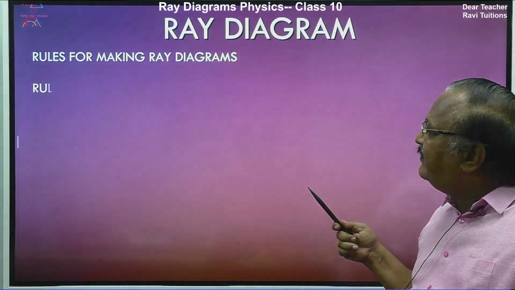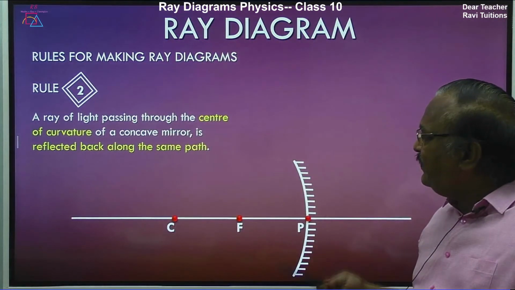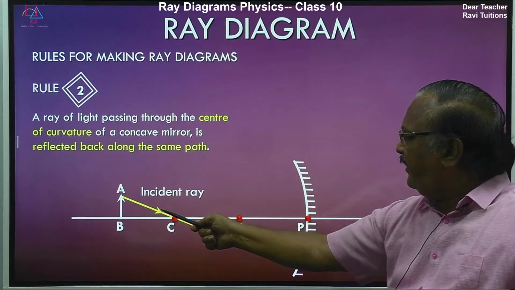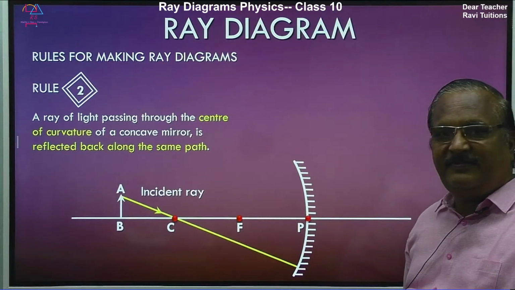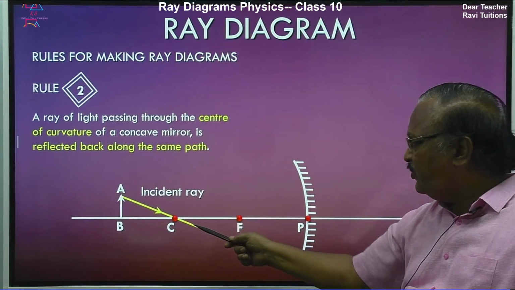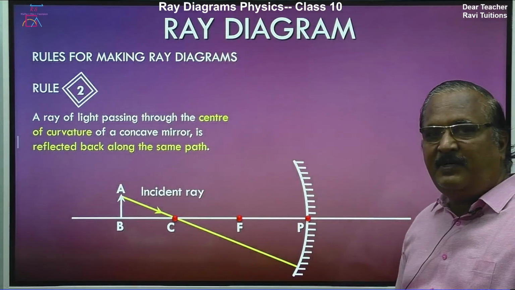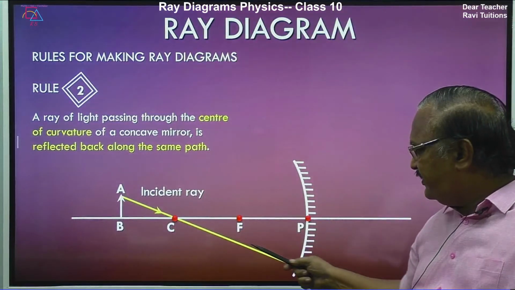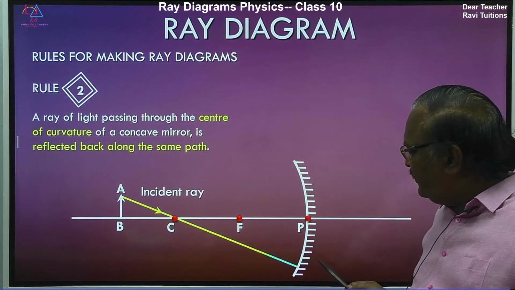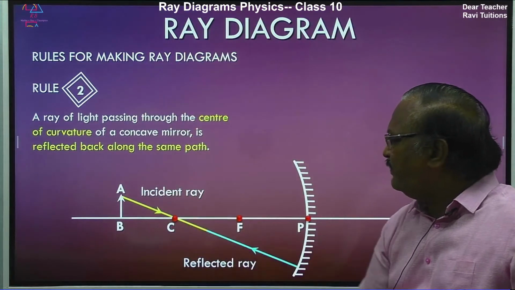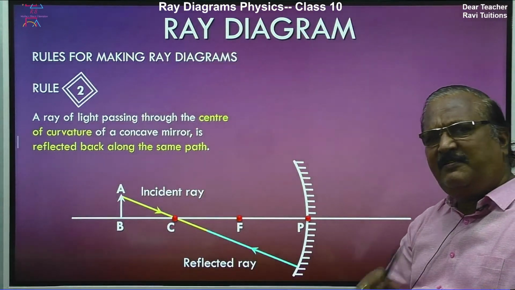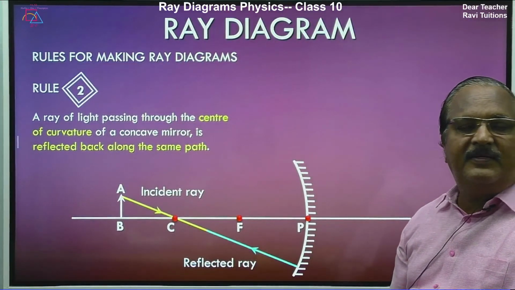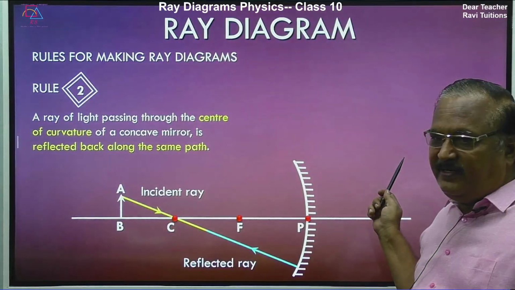So now let us have one more rule. Again you take the object. Now you draw a ray that passes through the center of curvature. The incident ray is going through the center of curvature and falling on the mirror. So any line passing through the center of curvature reflects in the same direction, goes back. This is common for every ray falling on the concave mirror. So this is the second ray, right?